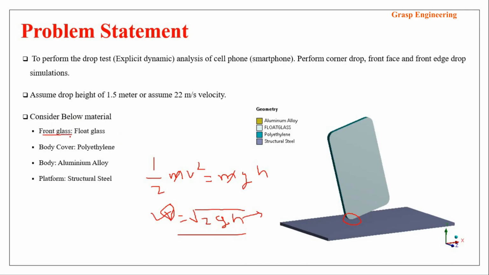Now let's see the different materials which we need to assume, like the front glass. In actual, the front glass should be tempered glass, but at present we are just assuming a float glass, which is not the realistic one. Then the body cover is polyethylene, that is a plastic. Then the inside body is nothing but aluminum alloy, and the bottom platform, which is a rigid platform, let's assume as structural steel. So now we will go to ANSYS, and there I will discuss how to set up this problem definition, how to apply boundary condition and loading, as well as how to perform the meshing.